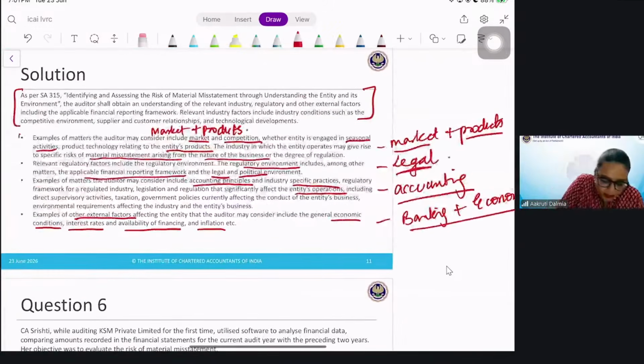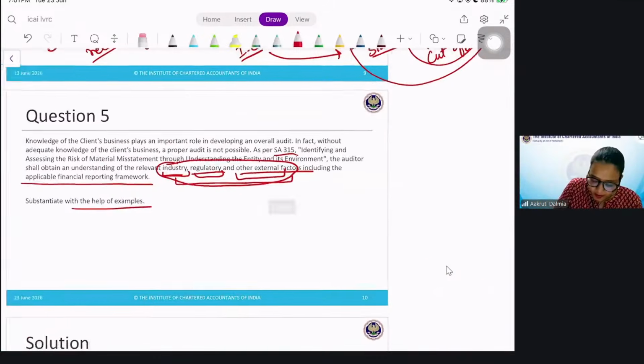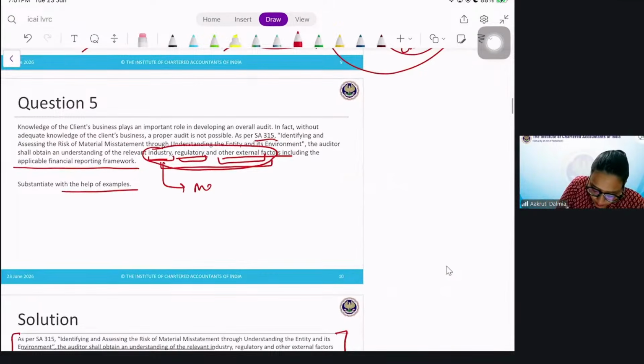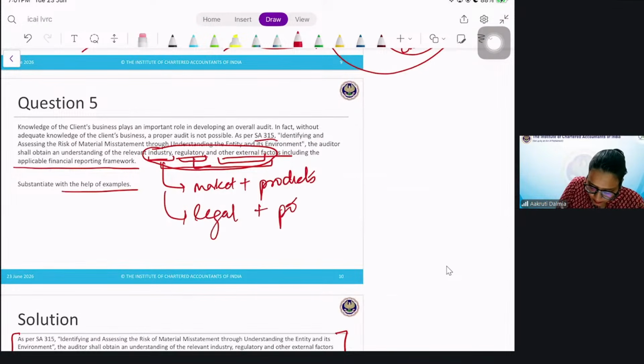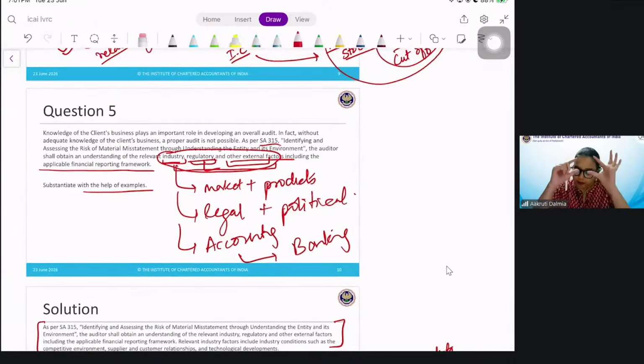If you try to mug up the whole thing, you might get confused. Just remember, industry, regulatory, and other factors means I will know about the market of the company and the products it can make. Regulatory means legal plus political. And other factors means accounting plus banking. How the interest rate is going, all these things. Can you remember now? I have squeezed it down for you so that you can create some connection between question and answer. Next.